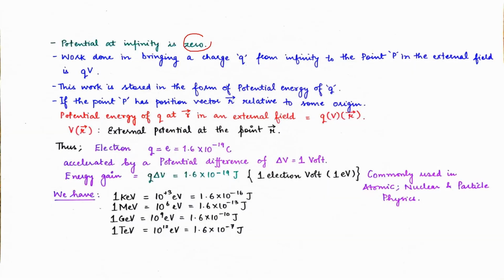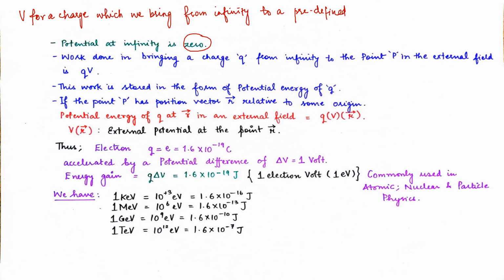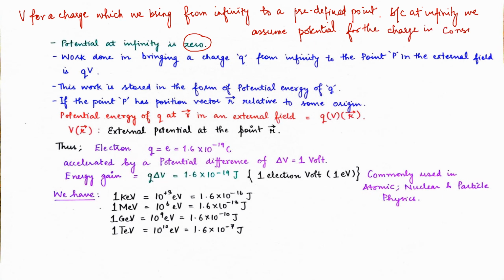Now, potential at infinity is 0, as I have already stated. We always define potential for a charge which we bring from infinity to a predefined point, because at infinity we assume the potential for the charge in consideration to be 0.